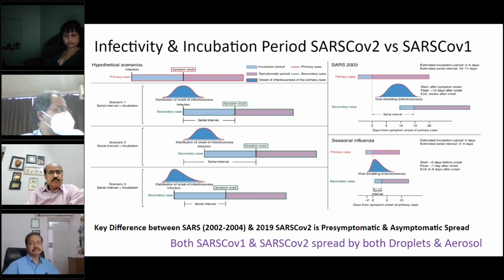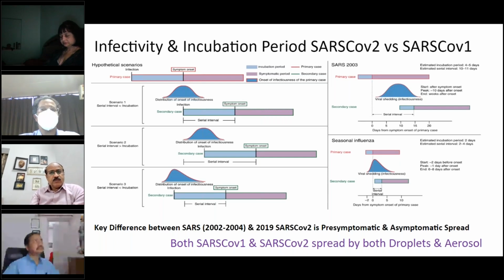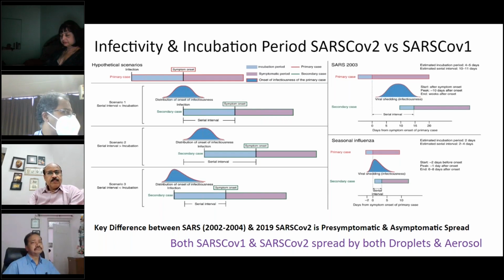And another key feature of all SARS viruses, not unique to this one, is that they are capable of both droplet and aerosol spread, which also has significant implications. Aerosol spread clearly means the indoor transmission will be higher than outdoor transmission, and as far as droplets, there will not be much difference between indoor and outdoor. This is one key difference.